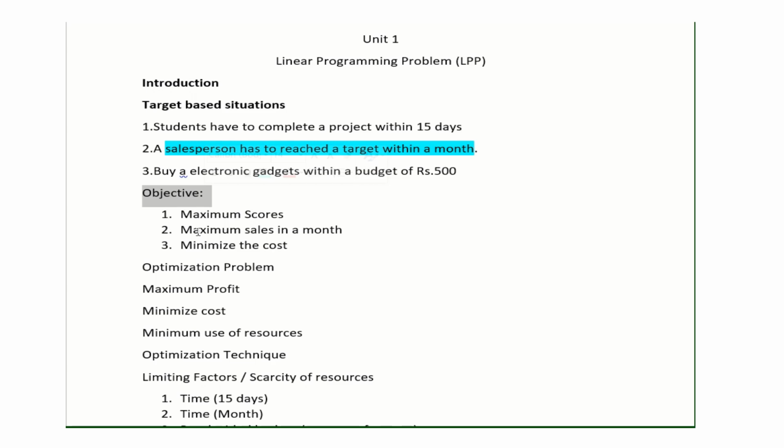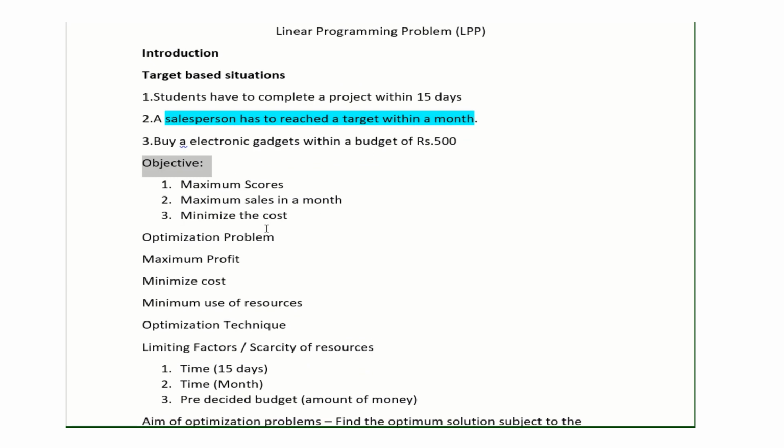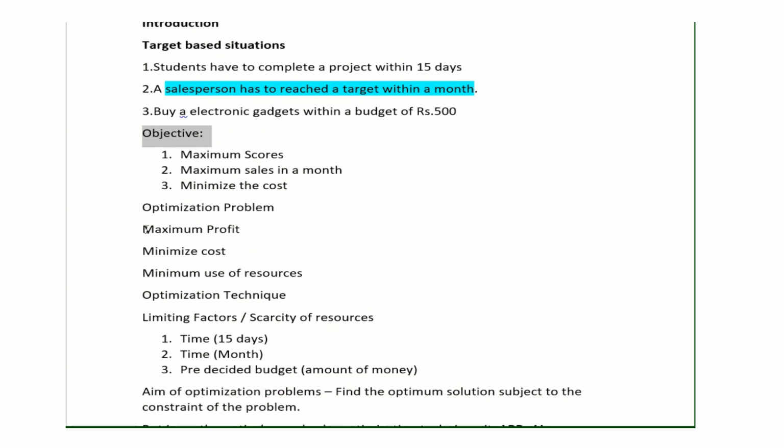Depending upon the situation, it is a maximization or a minimization. For this we need optimization. What is meant by optimization? Optimization is nothing but maximum profit and minimum cost with the minimum use of resources. In other terms, you have to optimize the product.